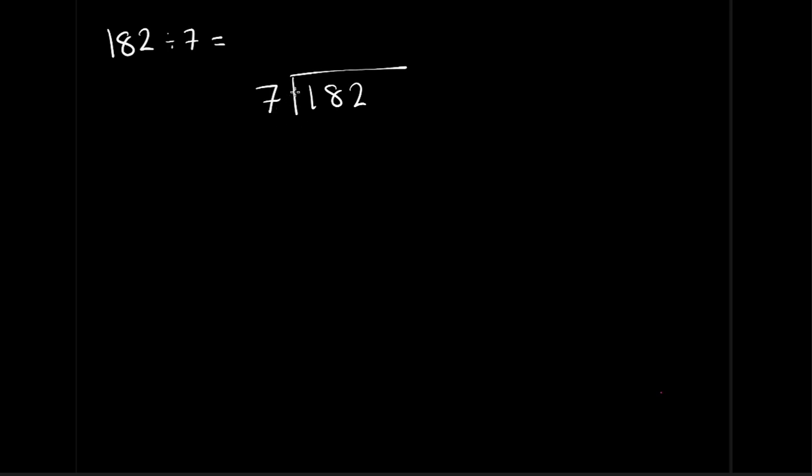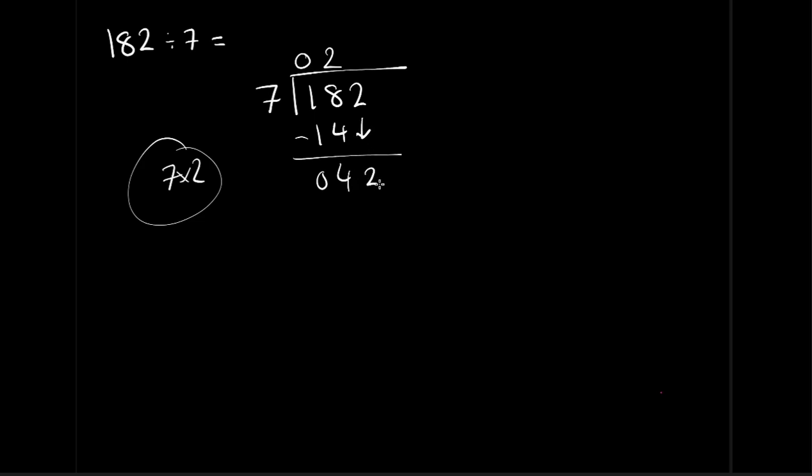How many times does 7 go into 1? 7 goes into 18 twice. So it'll be 14, 7 times 2. And we minus it. So we get 4, then we drop the 2 down, then 42 divided by 7 equals 6. Quite simple. Now, it's your turn.